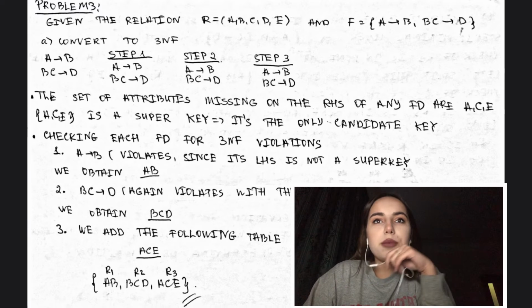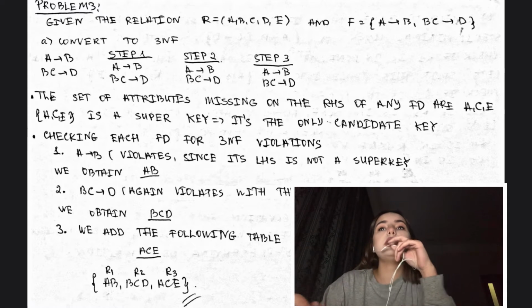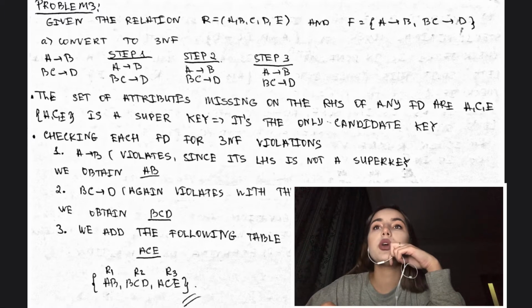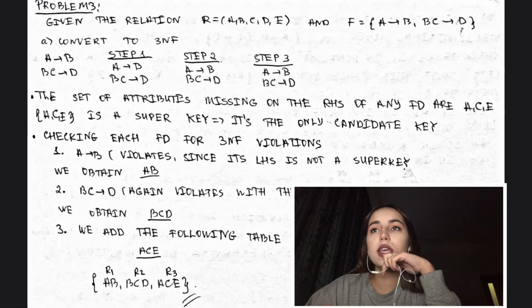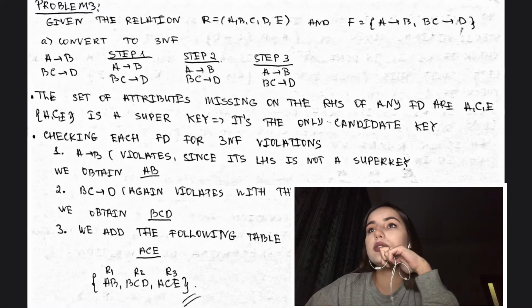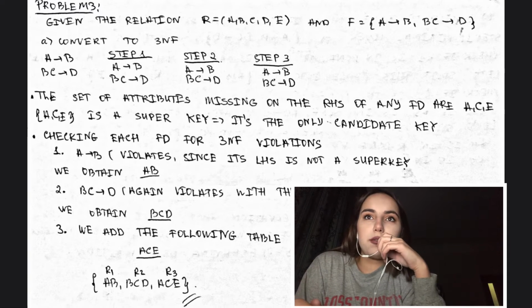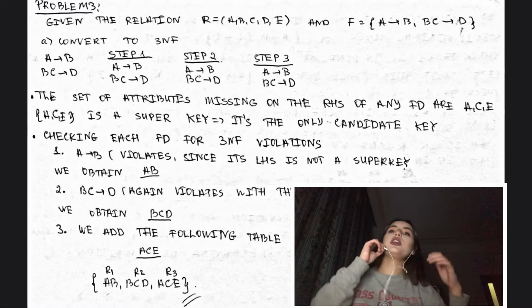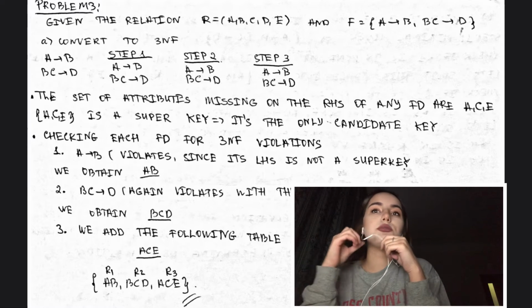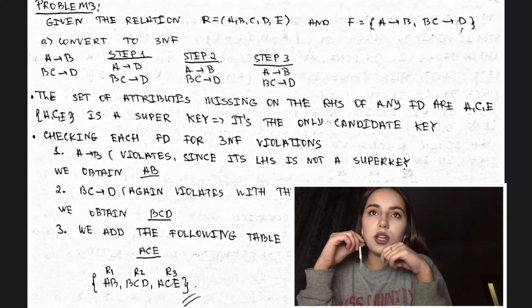Okay, problem 3. We're given the relation R = {A, B, C, D, E}, and the set of functional dependencies A goes to B and B, C goes to D. We have to convert it to 3NF. As we know, the first step of converting a relation to 3NF is to find the minimal cover.